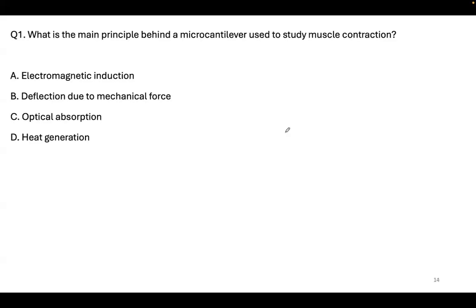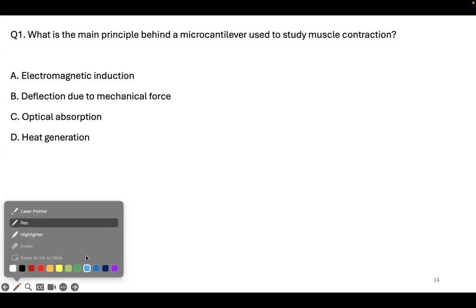But yeah, okay. So I have some practice questions. Again, as always, it'll be great if you could be more interactive with these questions. Otherwise, it's okay, I'll let you know the answers anyway. All right. So what's the main principle behind a microcantilever that is used to study muscle contraction?